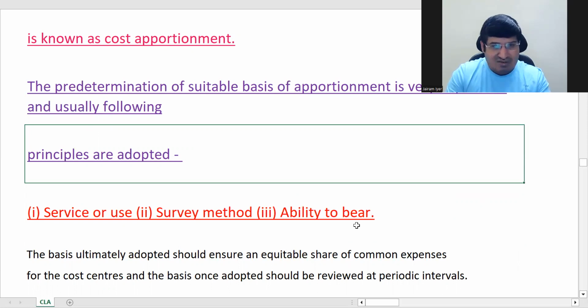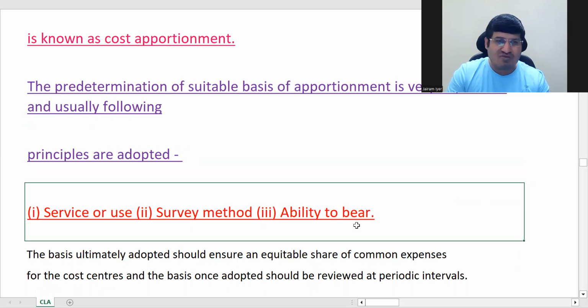So which are these actually? Okay, I'll just tell you in short what these are, so you just get an idea. Service or use is how much one unit is using. The example which I gave you was on a service or use basis. So basically you based it on service requests. How much they are using, based on that you apportion it. That is called service or use.